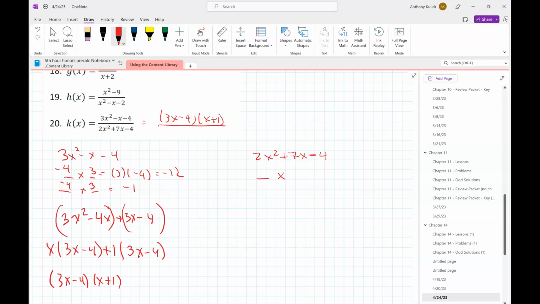So I'm going to go ahead and do the same thing. I need two things that multiply to give me -8 and add to give 7. Hopefully you see those are going to be 8 and -1.